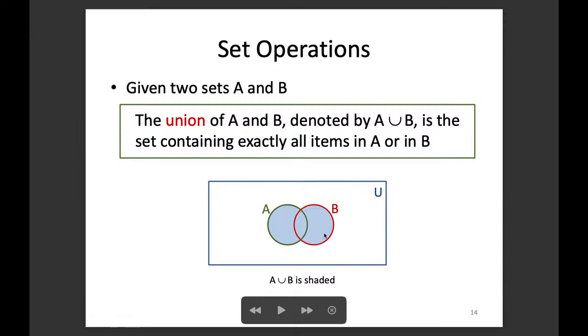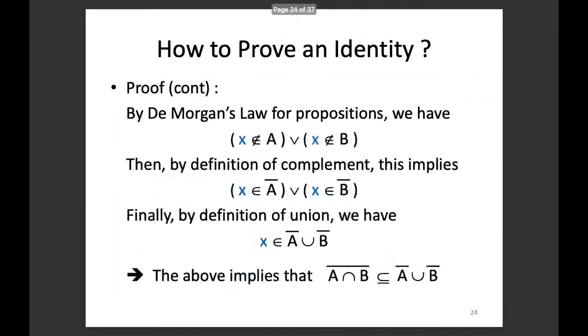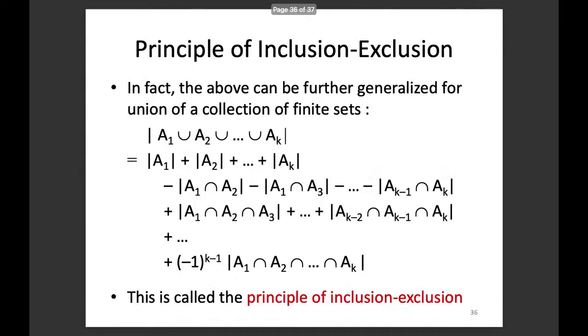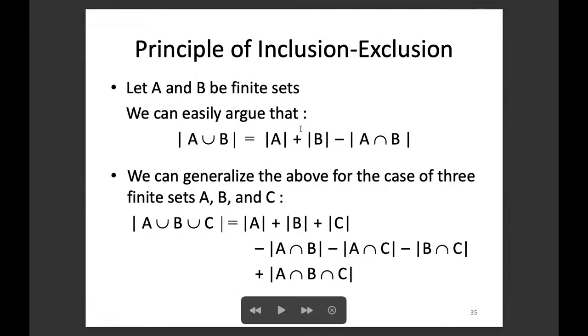I want to count how many items are there in this union part, A union B. So we can take the size of A plus the size of B, and add them up together. But somehow, the items in the intersection part are counted 2 times. We should count them once, but we are counting them twice. So we should deduct it. So that's why we have this inclusion-exclusion thing. And then we can generalize this for the case where we have 3 sets A, B, C.